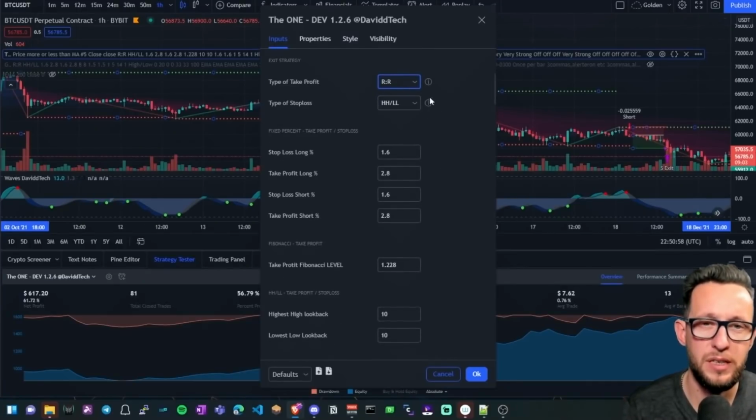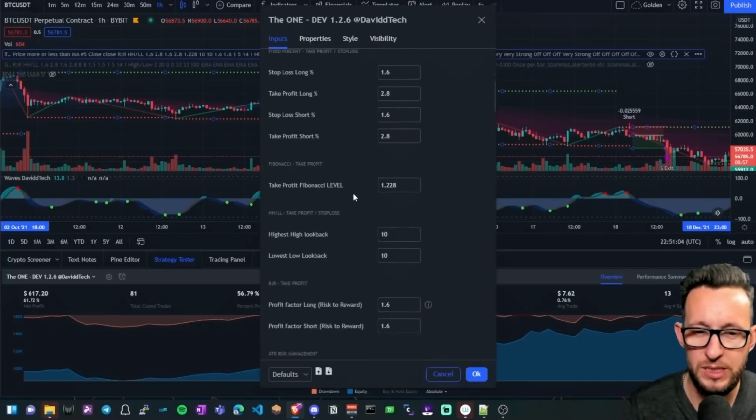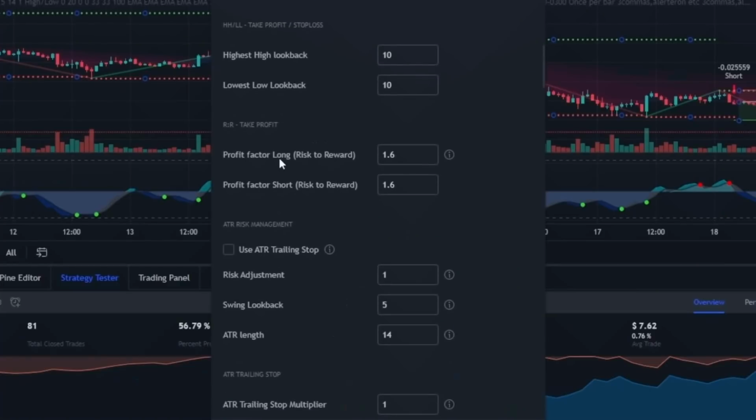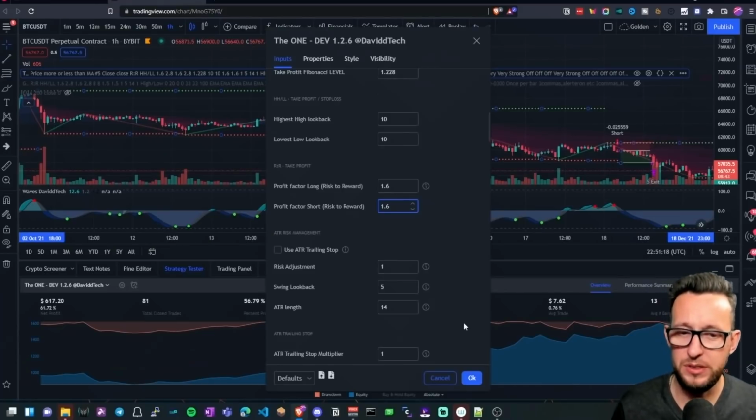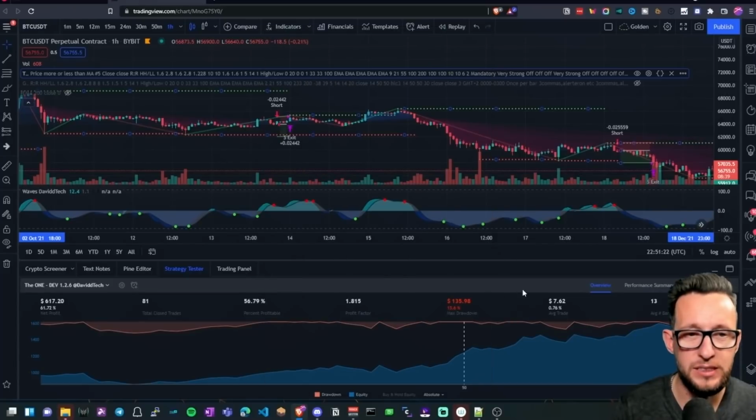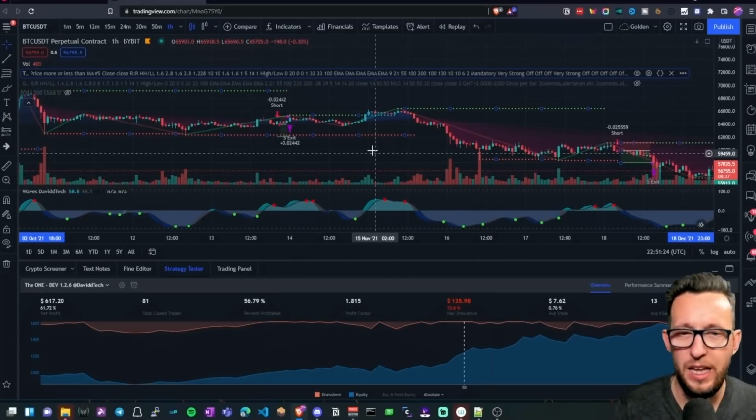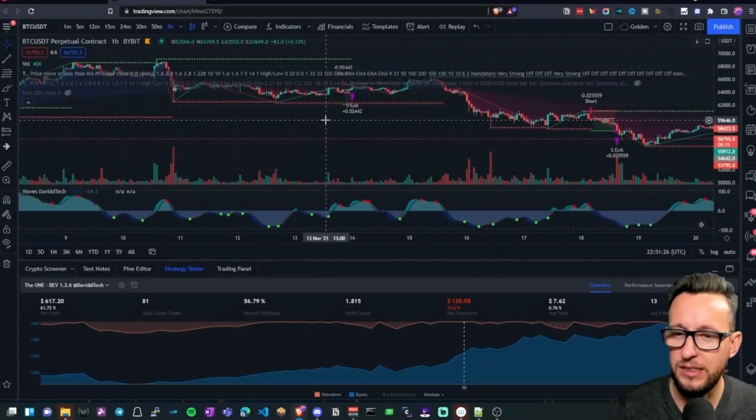So the algorithm is actually going to look for the higher high, and then it's going to give you a risk to reward ratio, which we'll set over here. So we are currently at a profit factor risk to reward of 1.6. So the algorithm will, like I said, look for the higher high, and then it will set the take profit and stop loss. And there you have it. You've built yourself your own strategy within a couple of minutes, and you've got your results in the back tester.